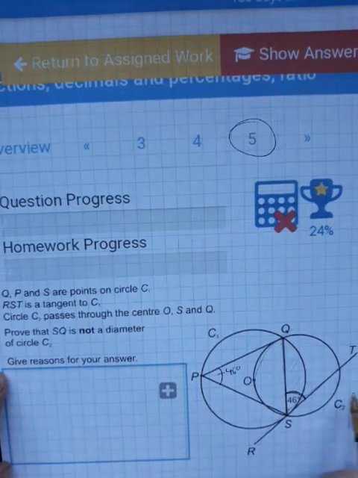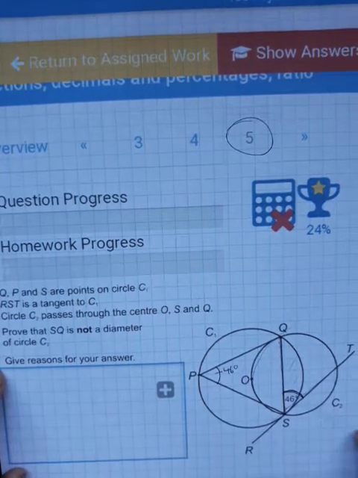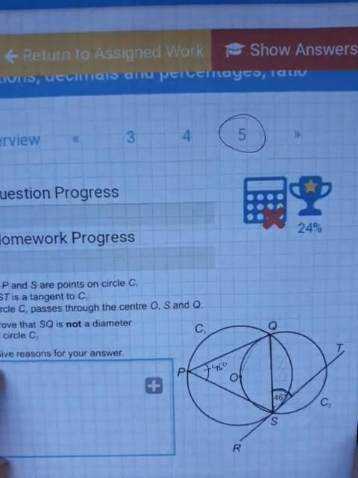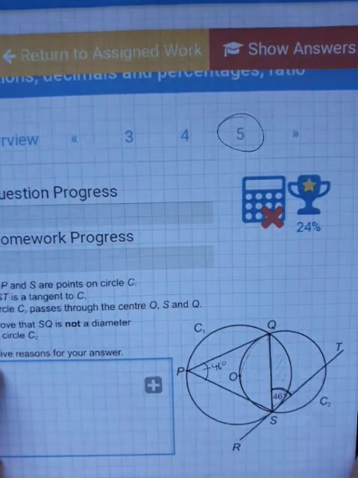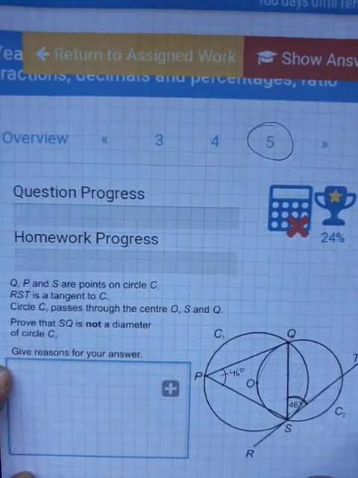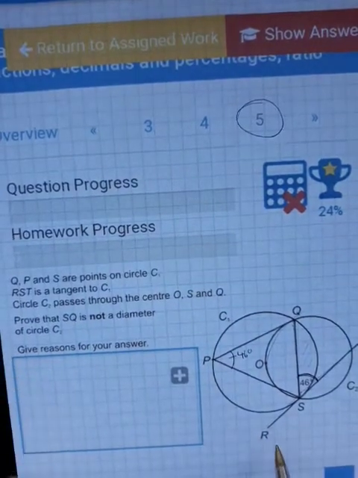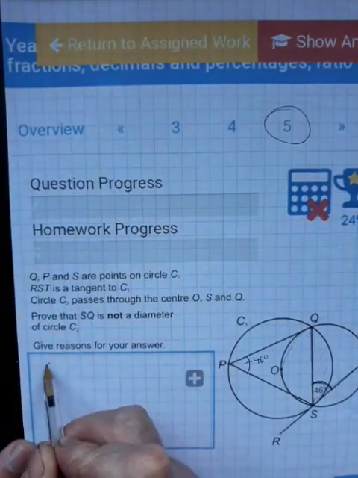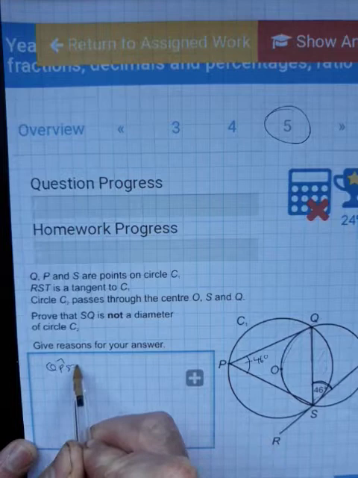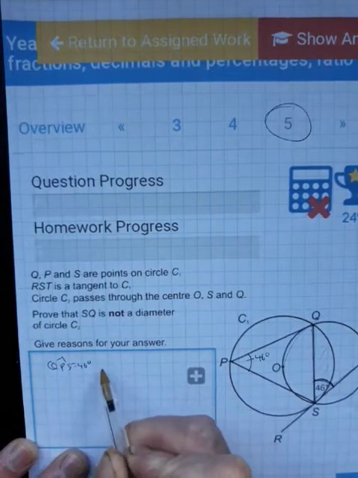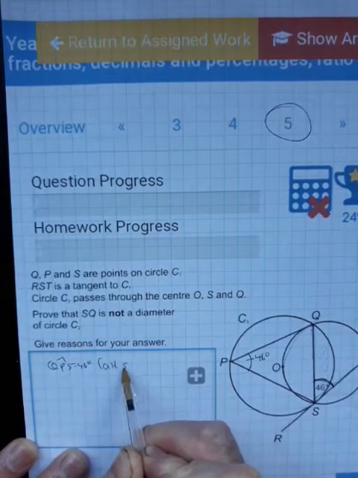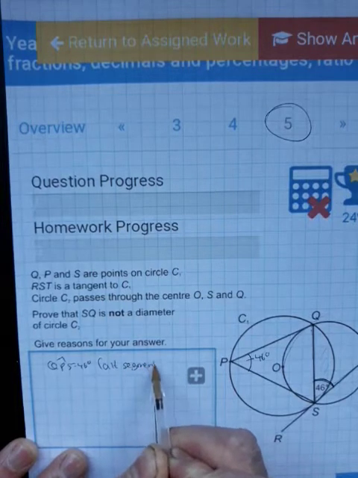Now I know it doesn't look like it's a diameter from where it's drawn, but we can't go on how it looks. These diagrams are not drawn perfectly accurately. So let's have a look at what we found out. I'm going to put that information that we've already used there. So I'm going to say QPS is equal to 46 degrees, and I'm going to call that the alternate segment theorem.